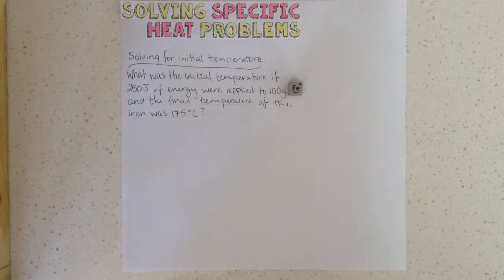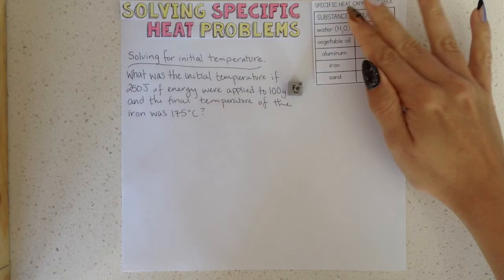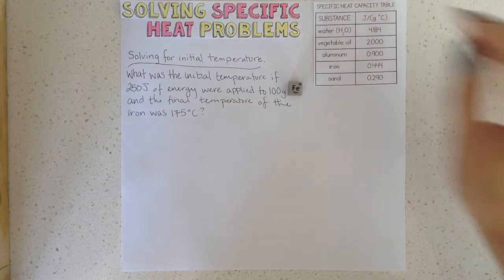Solving for initial temperature using the specific heat equation can be a bit tricky. So let's solve this problem. What was the initial temperature if 250 joules of energy were applied to 100 grams of iron and the final temperature of the iron was 175 degrees Celsius? The first place to start would be looking at the specific heat capacity table and looking for iron's specific heat.